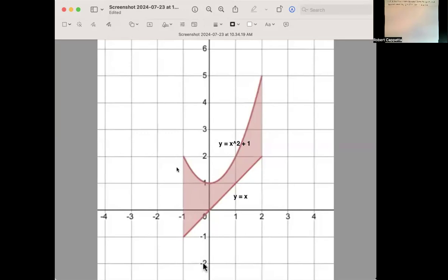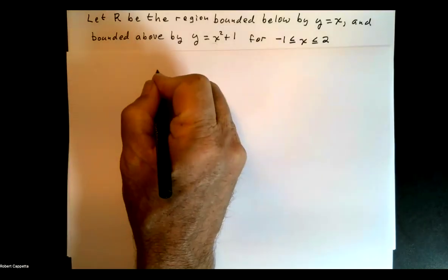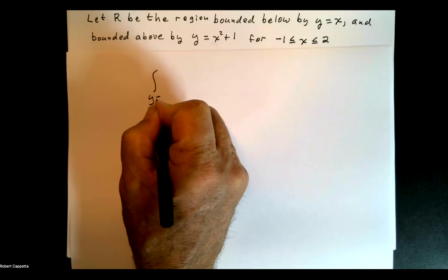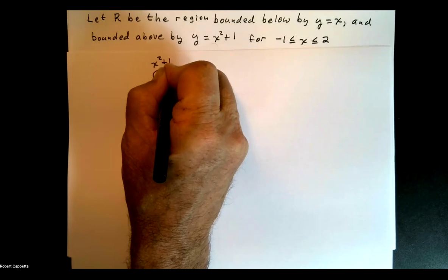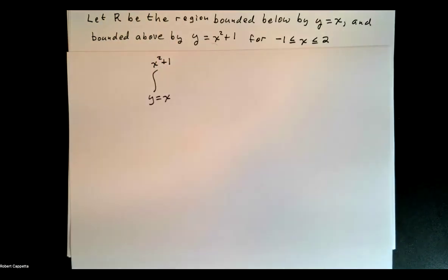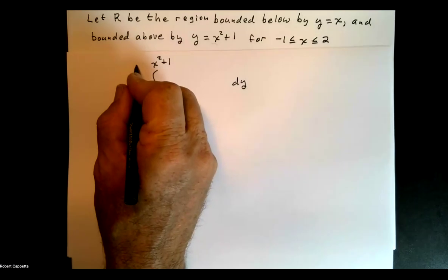So what is y ranging from? The lower value for y would be x, and the upper value would be x squared plus 1. So as we want to do this, what are we going to say? Y is going to start at x, and it's going to end at x squared plus 1. And then we're going to need to have dy come first here in terms of defining our region.